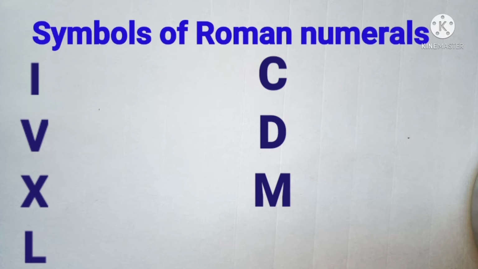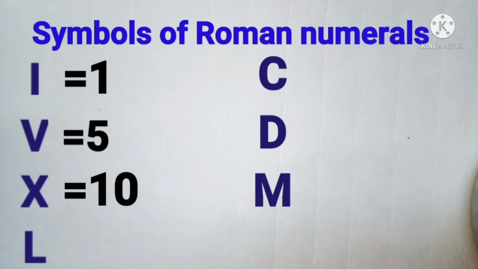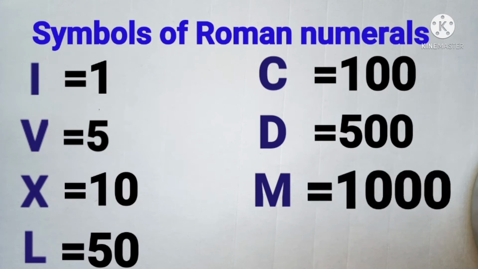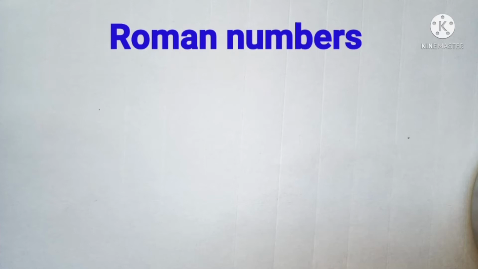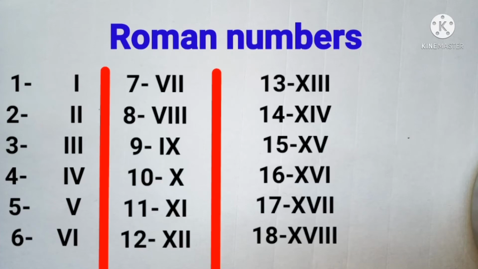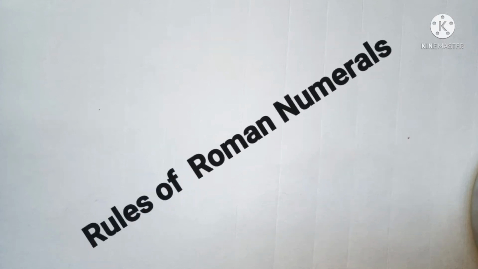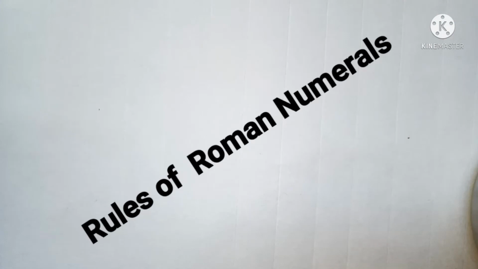In the Hindu-Arabic system, the symbol I has its value as 1, V has its value as 5, X has its value as 10, L has its value as 50, C has its value as 100, D has its value as 500, and M has its value as 1000. Here we have some counting numbers in the Hindu-Arabic numeral system and their respective Roman numbers. To write a Hindu-Arabic number in a Roman number, we have to follow some rules.